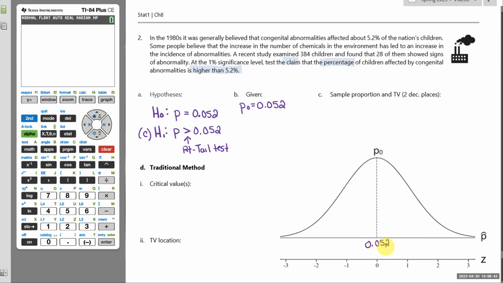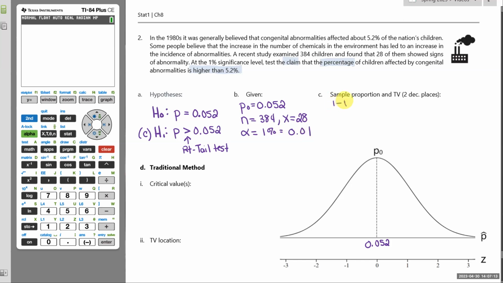And then they're going to go out and get some data to see if there's evidence that the proportion is greater. So they did a study of sample size n, 384 children, and of those, x, the number that showed signs of abnormality, 28. Alpha, we're using a 1% significance level, 0.01.